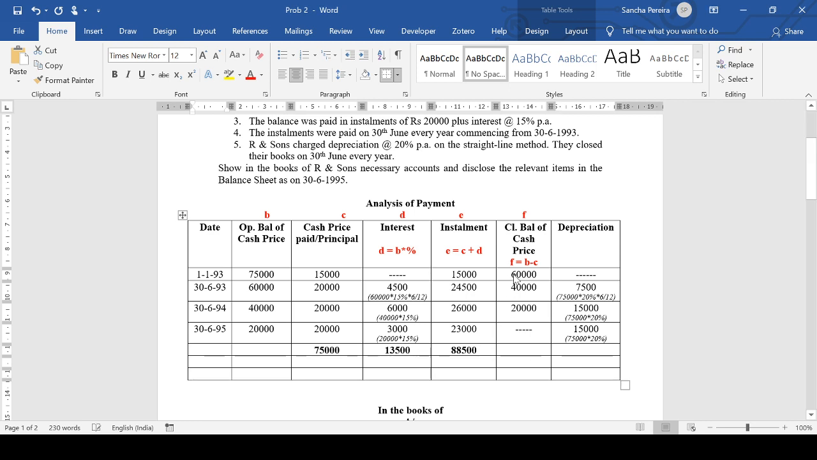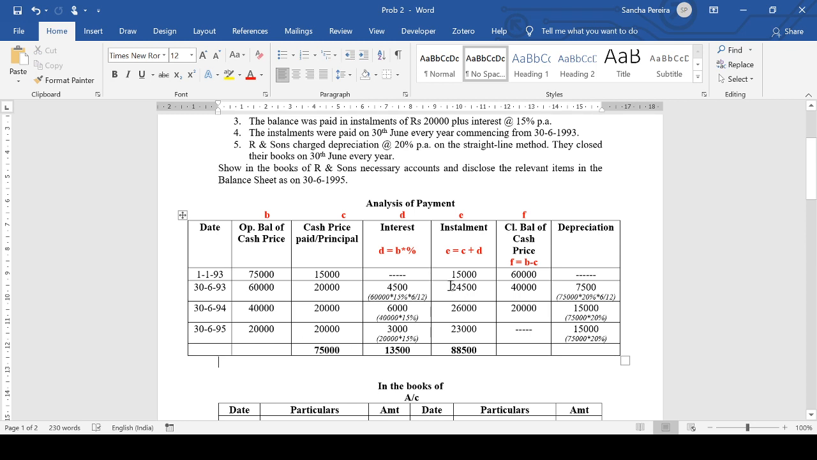So what was different in this problem is the calculation of the installment. Here we had to calculate the installment. Why? Because we didn't know the installment. They told us a 20,000 installment but plus interest. So the installment was basically 20,000 plus the interest. That is what made a difference in the last year, where the interest was not the balancing figure. So please be careful how the information is being given.